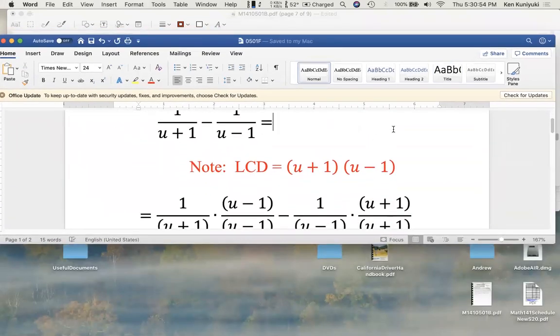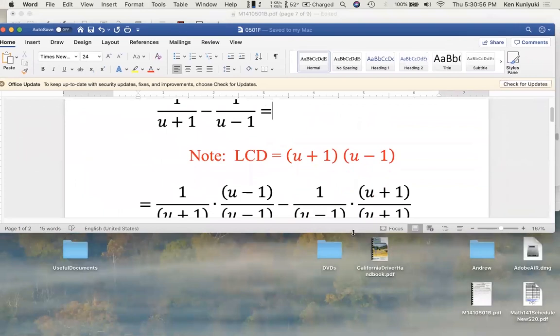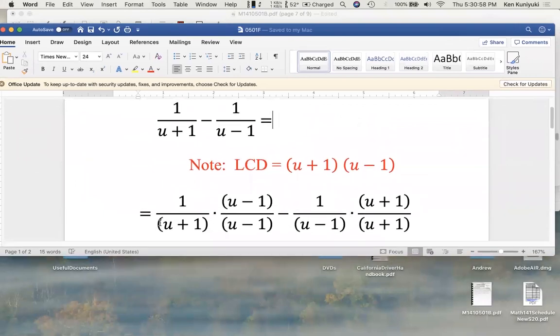All right, so for the first fraction here, who's missing? Who's missing from this first bottom to get the LCD? I need a u minus 1. He's missing. So I need to multiply the bottom by u minus 1. That means I also have to multiply the top by u minus 1. That ensures that I'm multiplying by 1. Likewise, over here, who's missing down here, the u plus 1. So I multiply this fraction by u plus 1 over itself. That is, I multiply by 1.